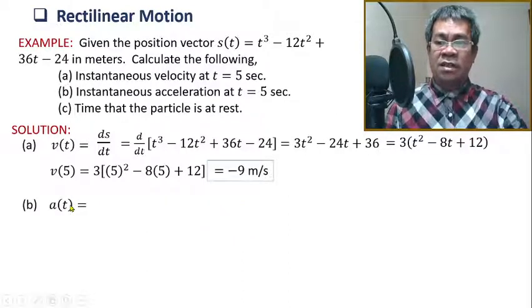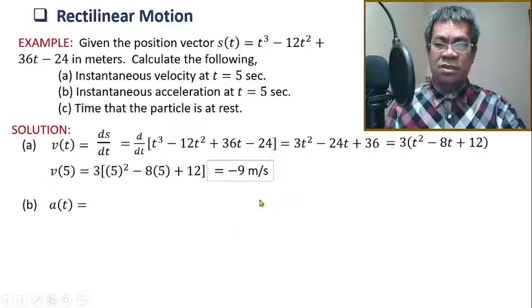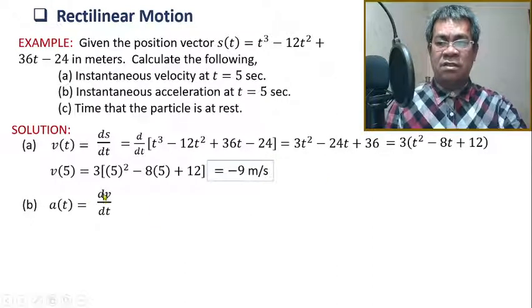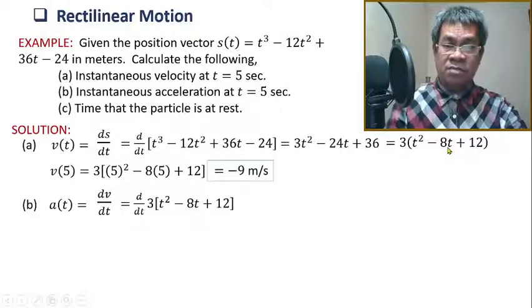Now for letter B, you have to differentiate again. You can differentiate the velocity in order to produce the acceleration, or take the second order derivative of position. There are two ways to answer, but I think it's better to use the velocity. So use the velocity, take the derivative of velocity with respect to time. Take note, this is the velocity as a function of time. Do not use this one because this is already the velocity at 5 seconds. So use the function of time.